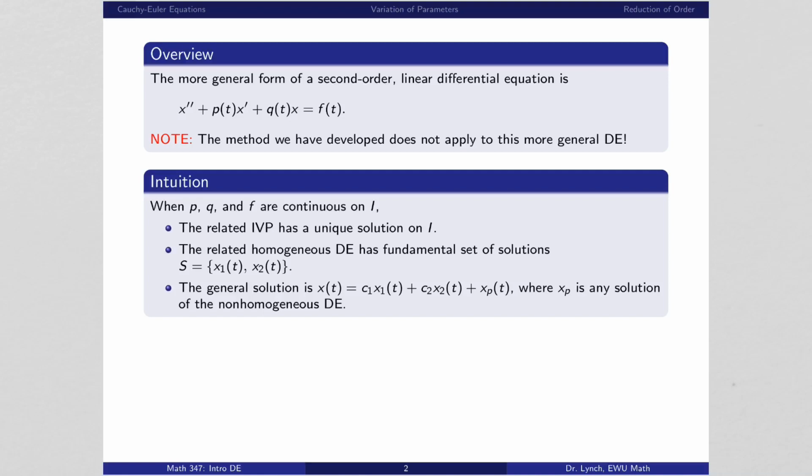For the homogeneous differential equation, you can find a fundamental set of solutions, x1 and x2. And of course, the general solution to the non-homogeneous differential equation is the general solution of the homogeneous equation plus any particular solution. So all of that solution structure from our study of constant coefficient second order differential equations, even when they're non-homogeneous, works here too.